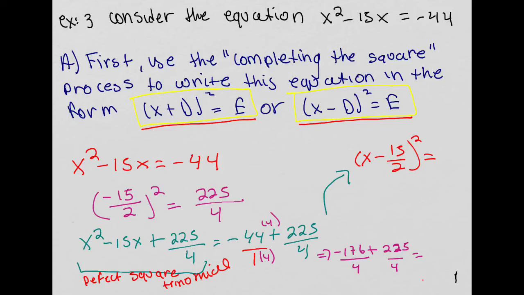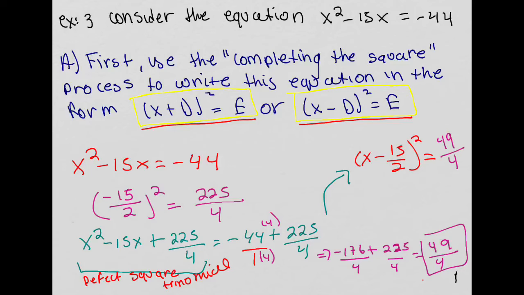So then what is negative 176 plus 225? So you're going to subtract, keep the sign of the largest number. So that gives me 49 over 4. I don't think 49 divided by 4 gives you a decimal, so we're just going to leave it as 49 over 4. Okay, and that is what goes here. 49 over 4.